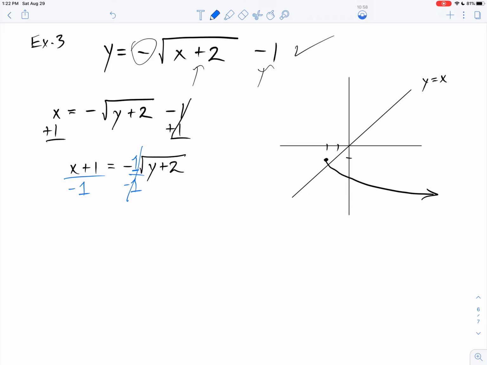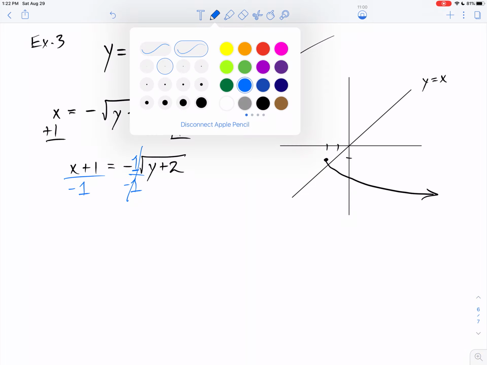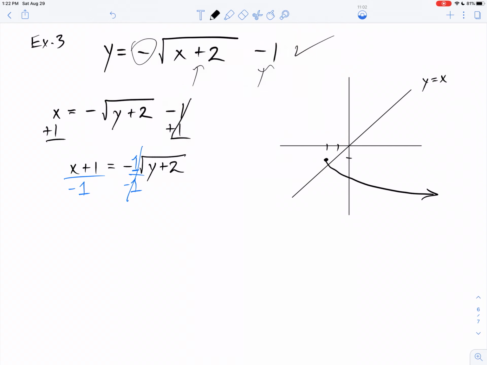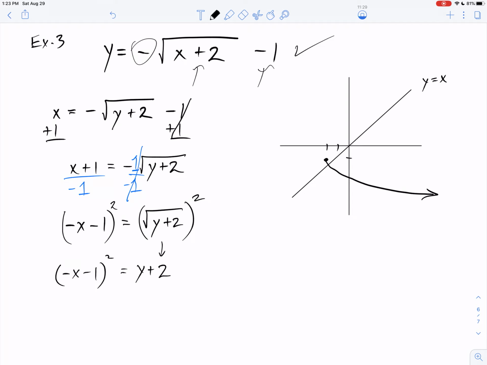I don't want to leave negatives in the bottom. It looks icky. So I'm going to run the negative through the top. You become negative, but I don't need anything in the bottom anymore. What's it equal then? It equals this. And it's time to square both sides. So on the one side, I have y plus 2 now. On the other side, I've got this guy, -x minus 1 squared.